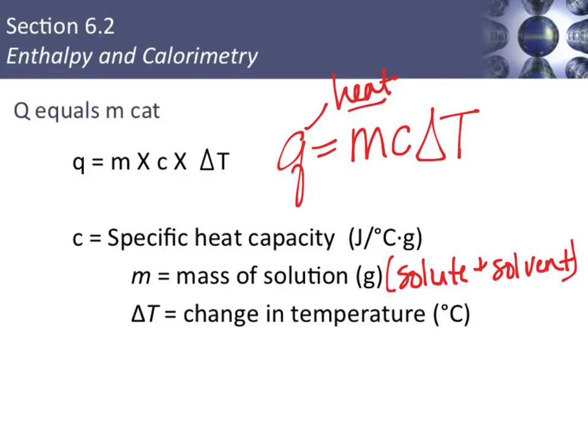Delta T is change in temperature. We're usually in degrees Celsius, but you don't have to convert it to Kelvin or back to Celsius because it's just a change, and that change should be the same. And with temperature, again, delta is always final minus initial. Everybody good with that? So like I said, a lot of it's review of last year.